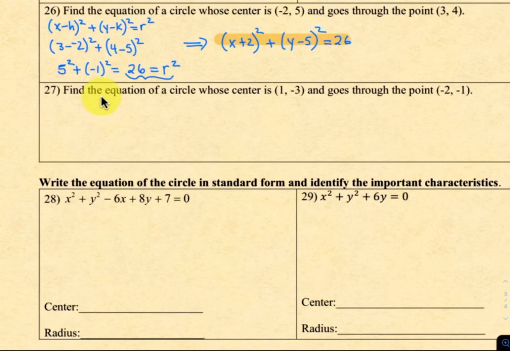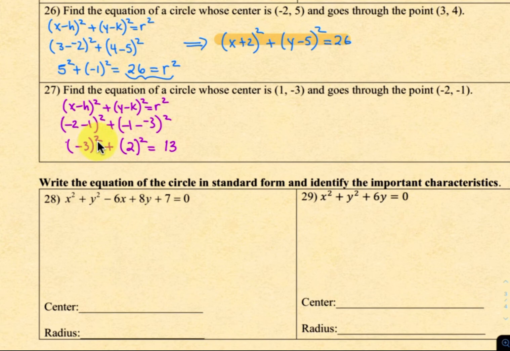And for number 27, find the equation of a circle whose center is (1, −3) and goes through the point (−2, −1). We write our circle equation again, and we plug in x and h and y and k. And the result is (−3)² + 2², which comes out to be 13. And so 13 is the radius squared. So now we can write our equation. That's (x − 1)² + (y + 3)² = 13.